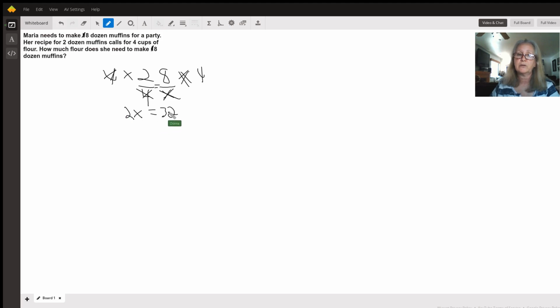So to get rid of the 2 here, we need to divide that by both sides. So what we do to one side of the equal sign, we have to do to the other side. So we're going to divide both sides by 2. And then we have X equals, again, you can use your calculator. I know in my head that half of 32 is 16. Okay, so we have X equals 16.